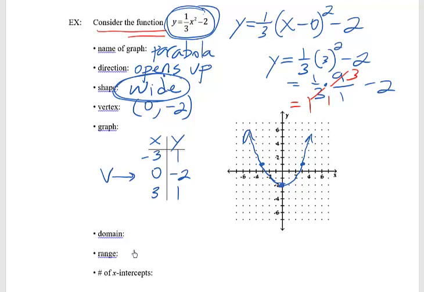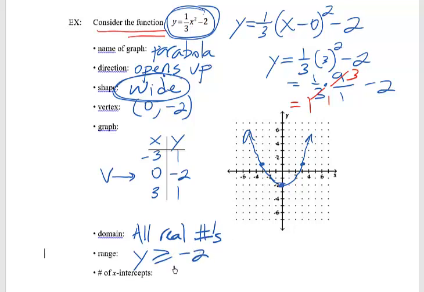Let's answer those follow-up questions here quickly. The domain, we said every single time, is all real numbers. The range is not all real numbers. We said it'll always have something to do with the value of k. In this case, k was -2, and since this parabola opens up, the range would be all the y values from -2 and higher. So y's that are greater than or equal to -2. Again, you know it always has something to do with that k.